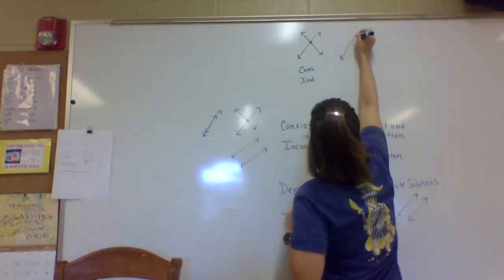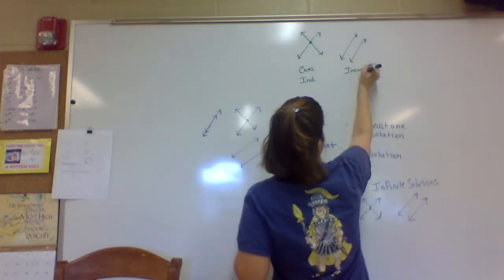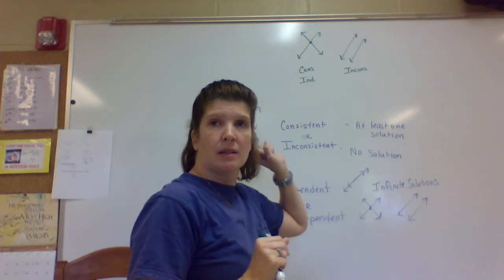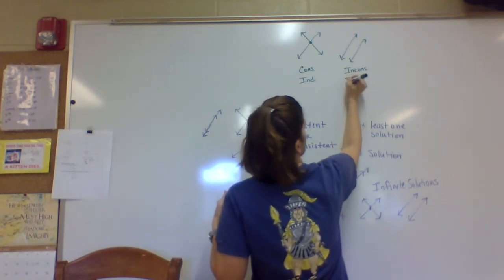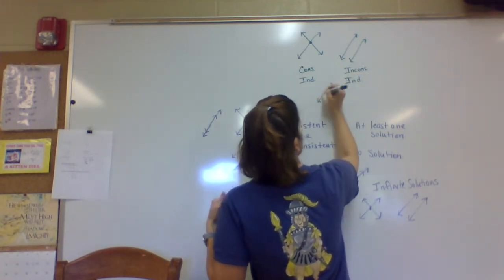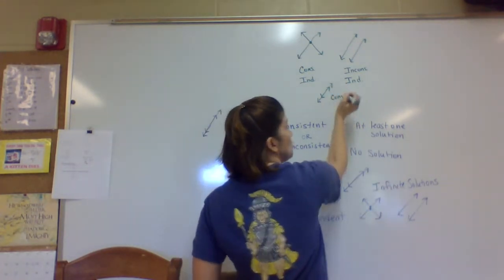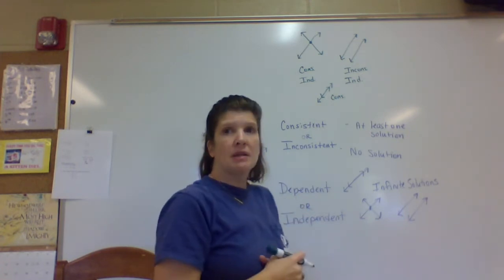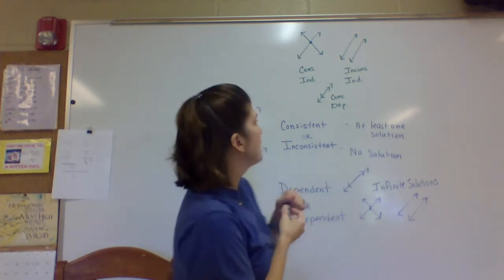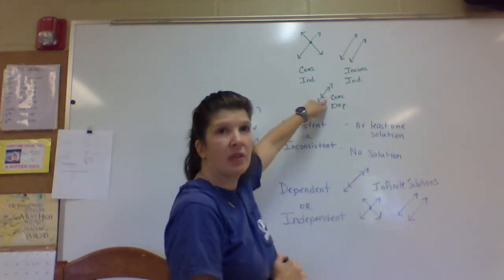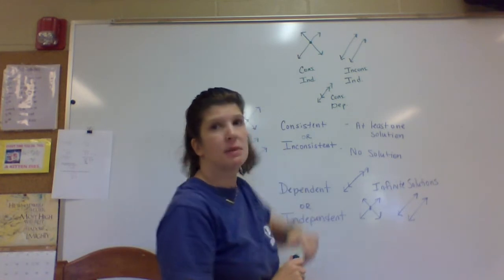How about if they're parallel? Consistent or inconsistent? Inconsistent because they don't cross. Independent or dependent? Independent because they're not the same line. Dependent is just for when it's exactly the same line. So this is independent. And then how about if they turn out to be the same line? Consistent or inconsistent? Consistent because they do cross somewhere. Independent or dependent? Dependent because they're actually the same line. If it's dependent, does it have to be consistent? Yes. Those two have to go together because if they're the same line, then they definitely cross.